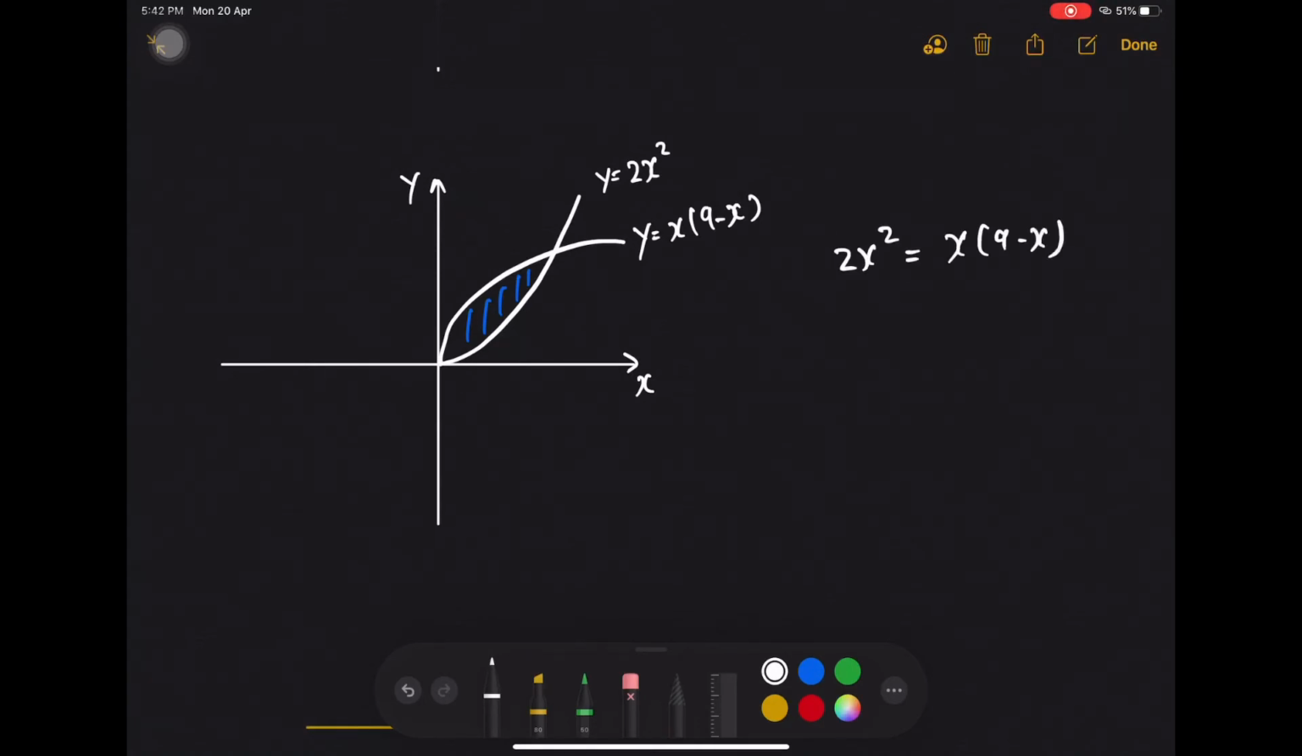And then you are going to solve this. Find x. You find that x is equal to 0 and x equal to 3. This means that here this is 3. So what are we going to do?